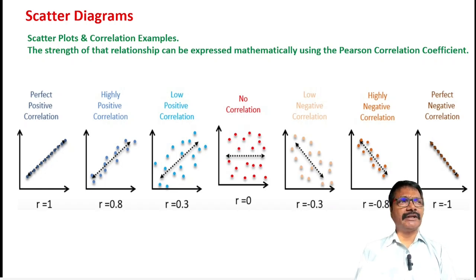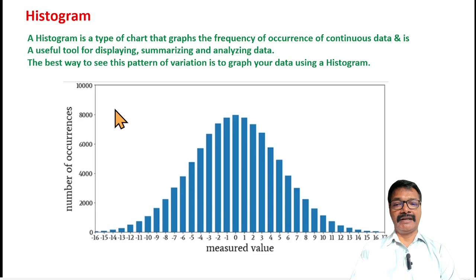Now suppose you wanted to see the trend of that particular diameter, then that will be helped by the histogram, and this is our next QC tool, that is called histogram. A histogram is a type of chart that graphs the frequency of the occurrence of continuous data and is a useful tool for displaying, summarizing and analyzing the data. The best way to see the pattern of a variable is to graph your data using a histogram. So this is the example of a histogram, and you can see the pattern, you can analyze the pattern.